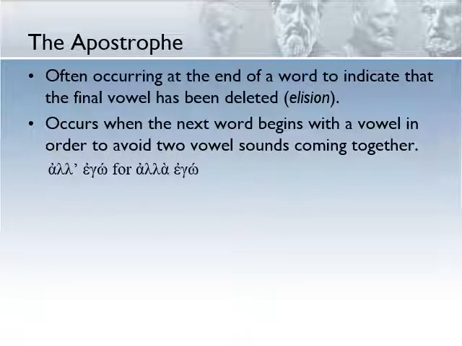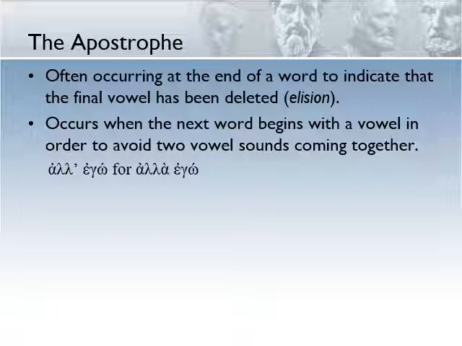Here's an example. Notice these two words: alpha, lambda, lambda, and then here's an apostrophe. Notice, by the way, that the apostrophe looks just like the smooth breathing mark. They look exactly the same, except that the apostrophe is not written over a letter. So alpha, lambda, lambda, pronounced al. The next word is epsilon, gamma, omega, pronounced ego.